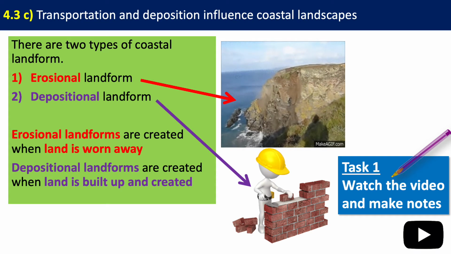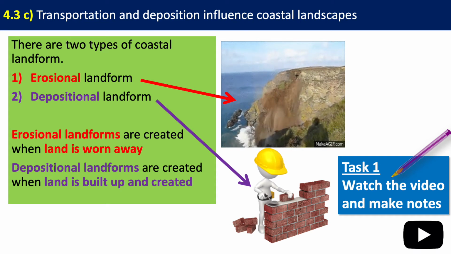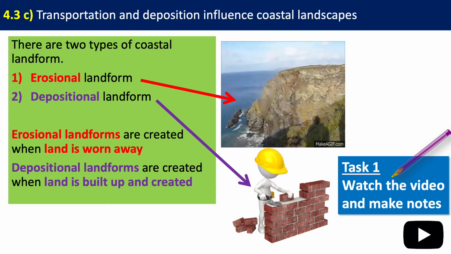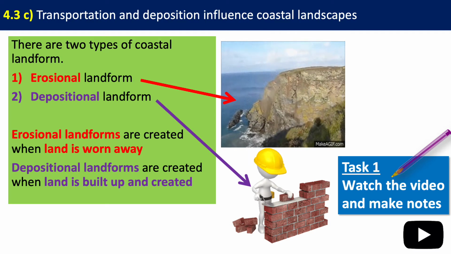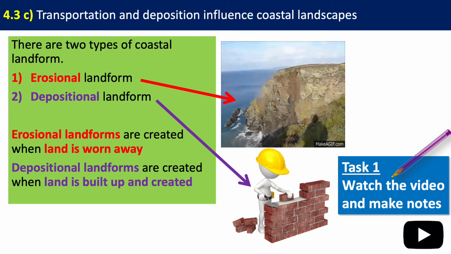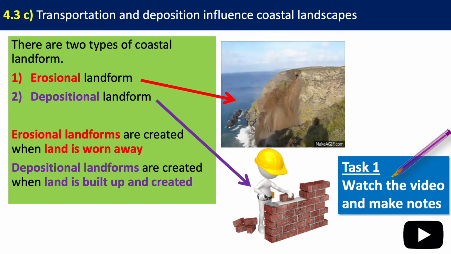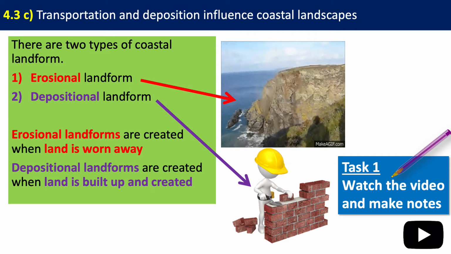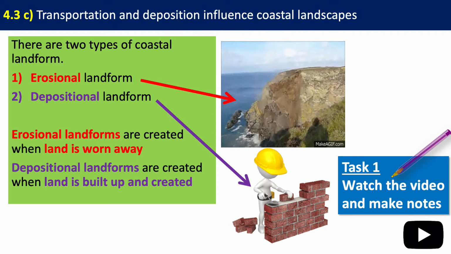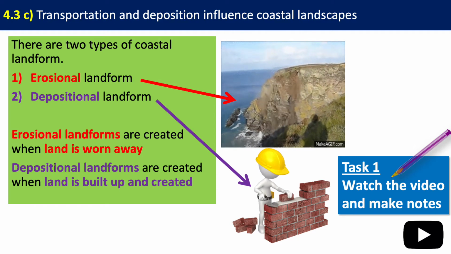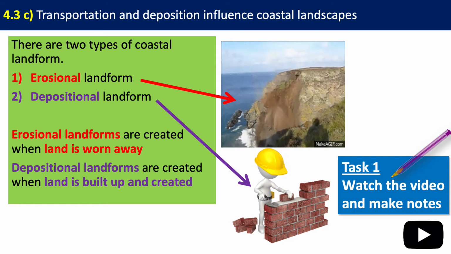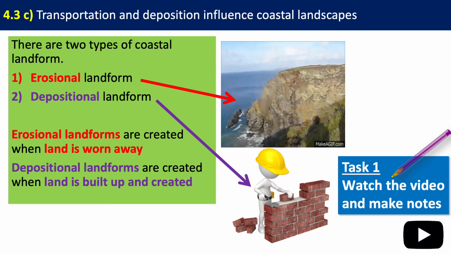Now, there are two types of coastal landform, and we've primarily looked at erosional landforms. You may remember earlier in the unit that we looked at how a headland goes through several processes that eventually lead it to become a stack or a stump. We then see things like caves, arches, wave-cut platforms. These are all erosional landforms.